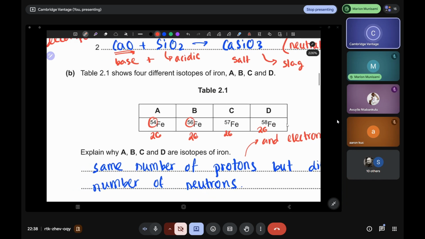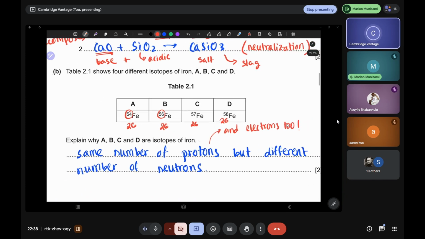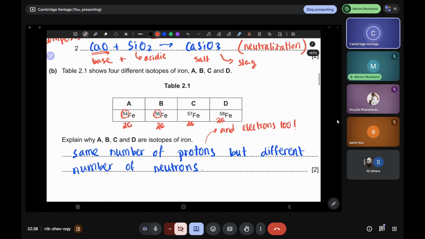For isotopes, they have not only the same number of protons but also electrons, but generally for the definition, as long as we write down the same number of protons, it is good enough. All right.